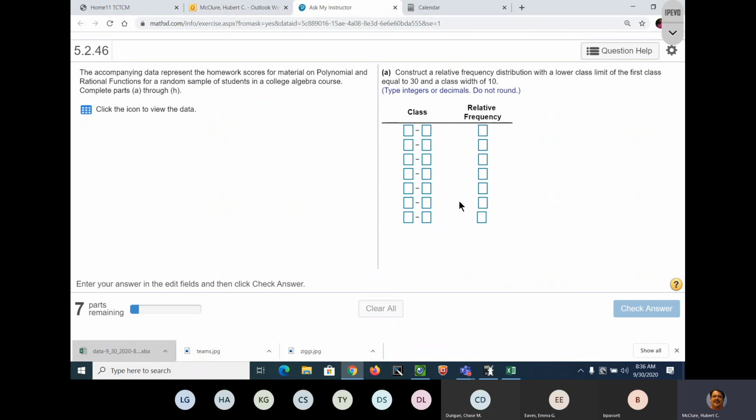Oh my Lord, this is going to be one of those A through Z questions. The accompanying data represents the homework scores for material on polynomial and rational functions, a random sample, and so on.